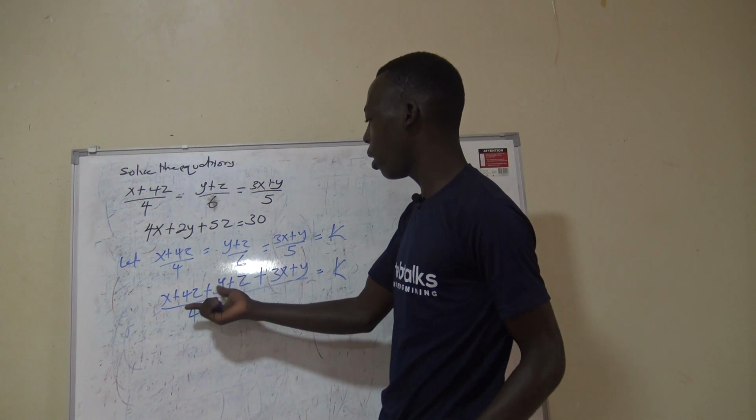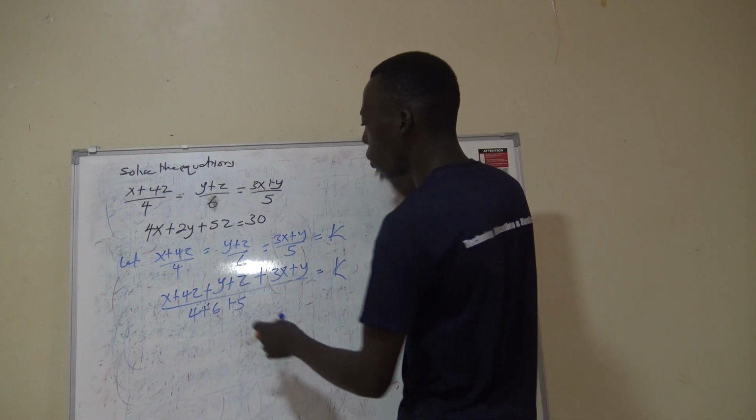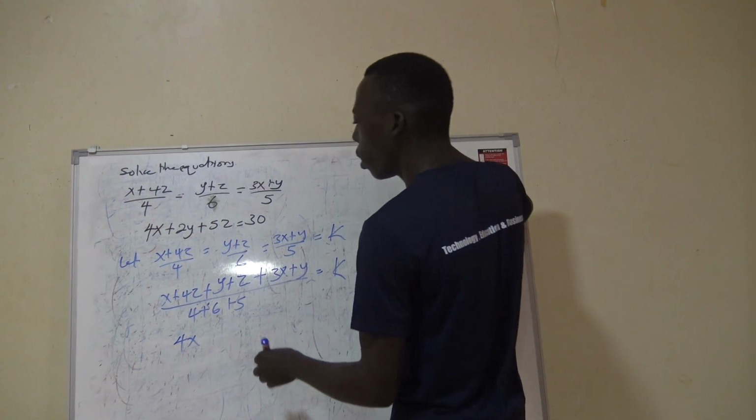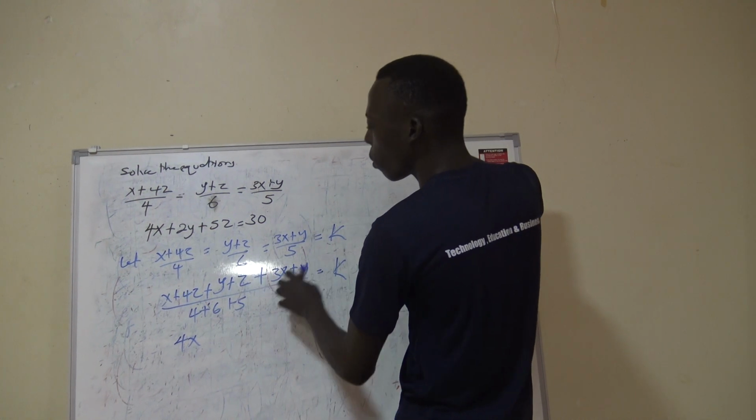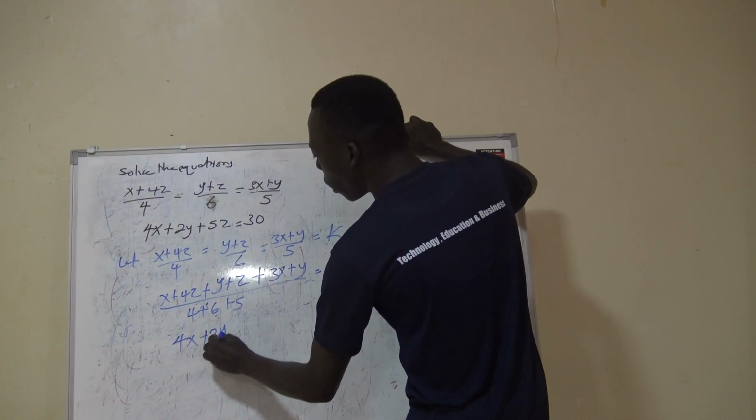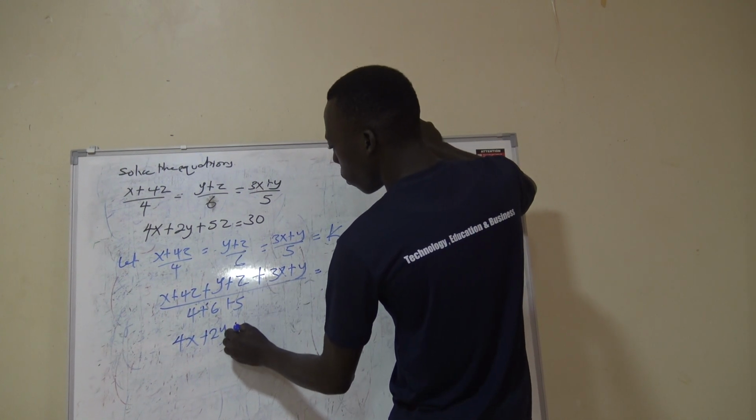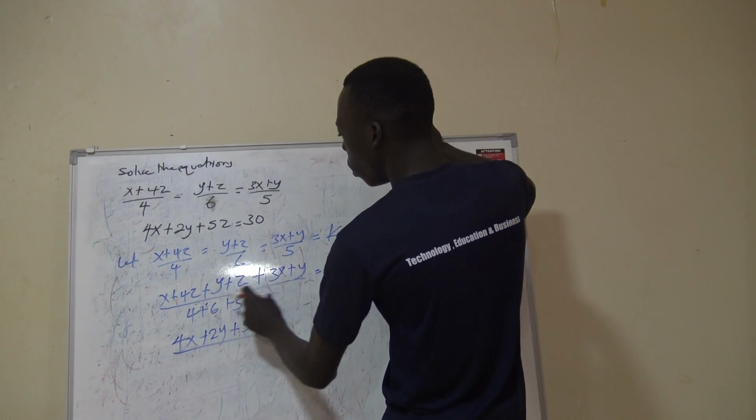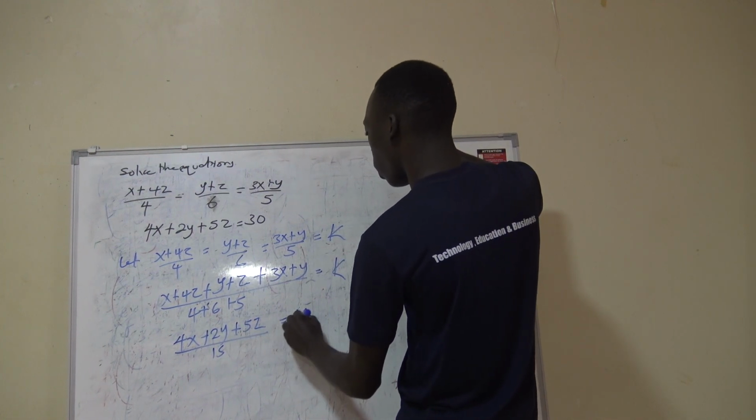So now we collect the like terms, then we solve. This one plus this, you get 4x. Then y plus this one, you get 2y. Then this one plus this, you get 5z. Out of this one, when you add the denominators, you get 15, which must be equal to k.